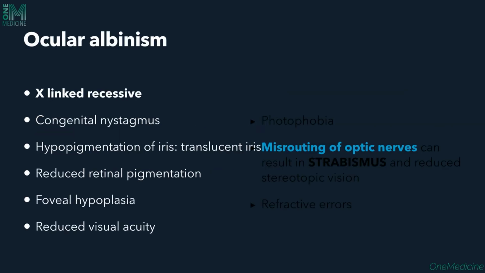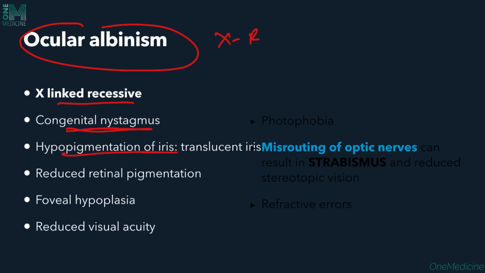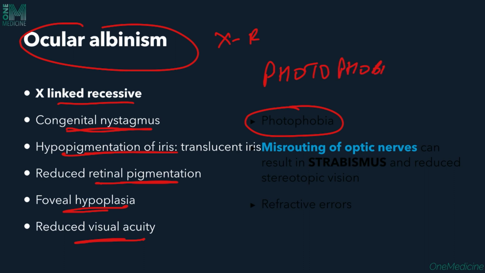Next we have only ocular albinism. Only the eyes are affected, which is X-linked recessive. It's a congenital disorder with congenital nystagmus, hypopigmentation of the iris, reduced retinal pigmentation, foveal hypoplasia and reduced visual acuity. One of the important features again is photophobia. Also, there will be misrouting of the optic nerves, which will cause strabismus, along with refractive errors which can be seen.